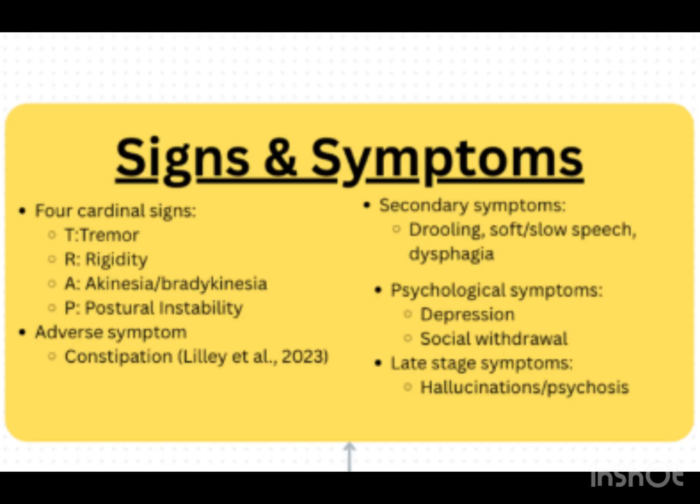All right. So we're looking for the next box, which is signs and symptoms. Specifically for Parkinson's, there are four cardinal signs, and it uses an acronym called TRAP. It stands for tremor, rigidity, akinesia or bradykinesia, and postural instability. Bradykinesia just means slowness of movement.